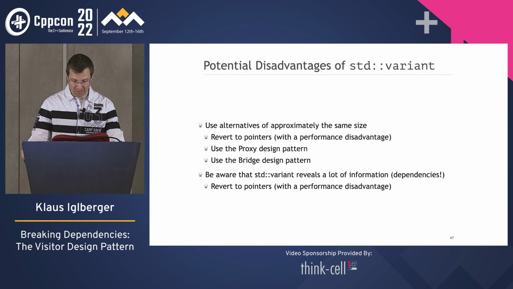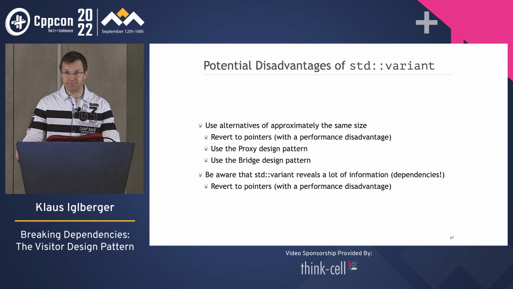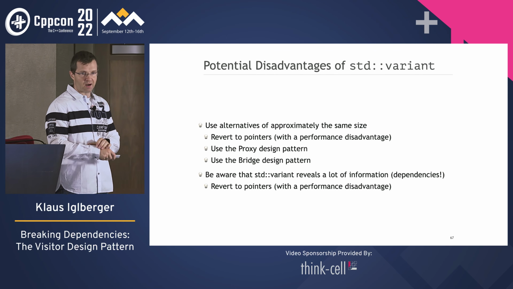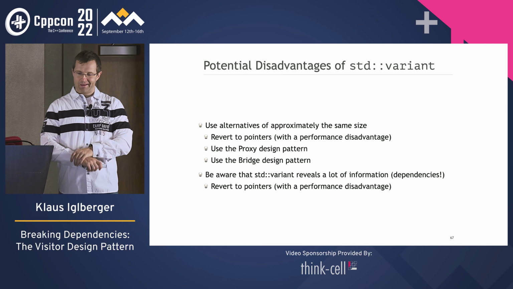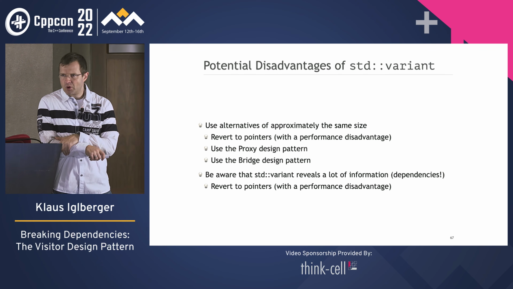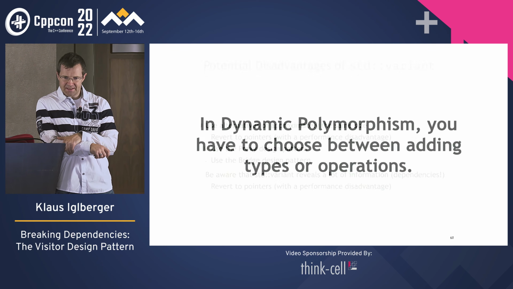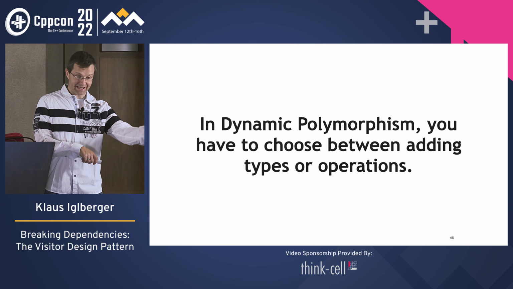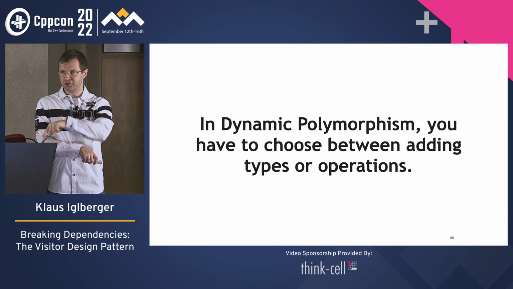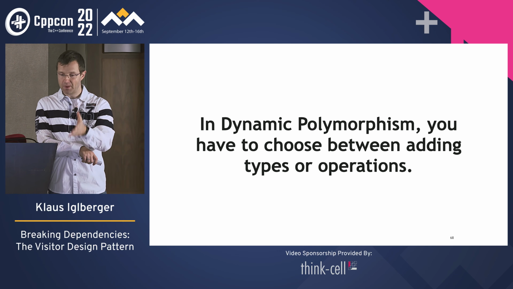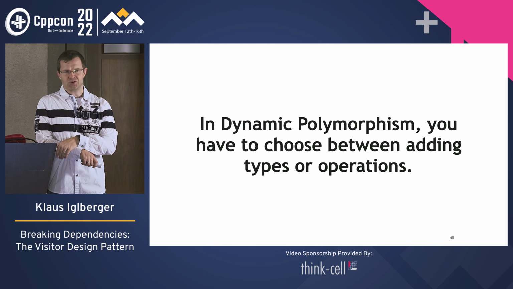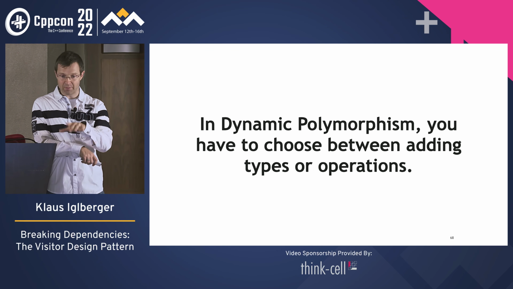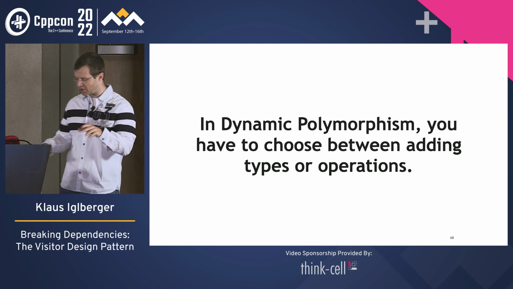All right, cool. So we have now seen the good old visitor and we have seen the modern visitor. But I've now made a statement before. I've made the statement that in dynamic polymorphism, you have to choose between adding types or operations. Note the or. It's a choice. You cannot have both. And also note dynamic polymorphism. In static polymorphism, there's no problem.